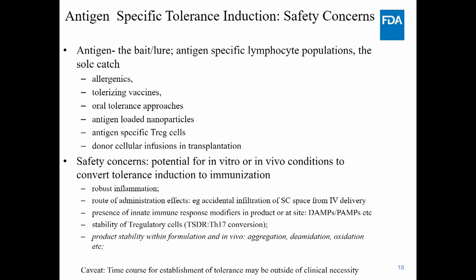The route of administration effects. What if IV confers tolerance, but if it leaks into the subcutaneous space, you get immunity? So that's an issue. The presence of innate immune response modifiers, either in the product or at the site, damage-associated or pathogen-associated molecular patterns. The interconvertibility of regulatory T cells to Th17: one needs to be sure that the Treg-specific demethylated region is in fact demethylated and stays that way.